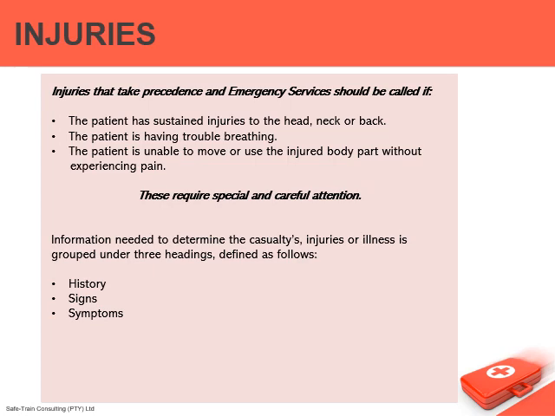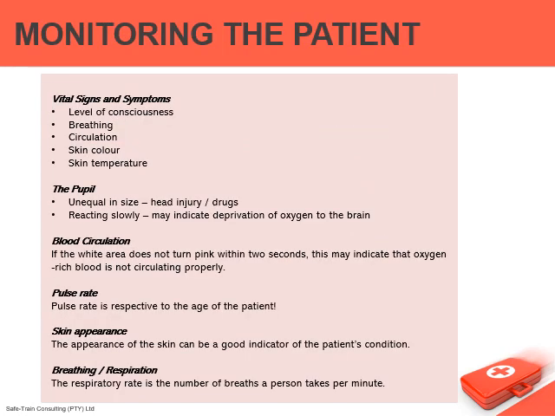Information needed to determine the casualty's injuries or illnesses is grouped under 3 headings and defined as follows. History. Events leading to emergency situations, accidents or violence. Signs. Conditions you can see that indicate disease or injury, for example, body temperature, pulse, breathing patterns, commonly named as the vital signs. Symptoms. The sensation the person feels as a result of the injury or illness, i.e., cold, pain, nausea, numbness, etc.